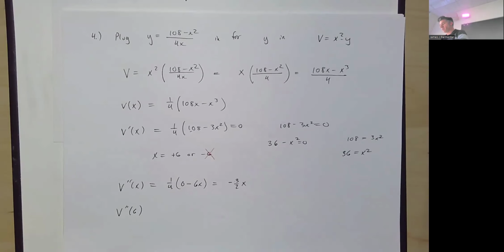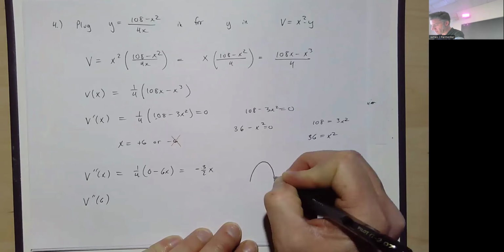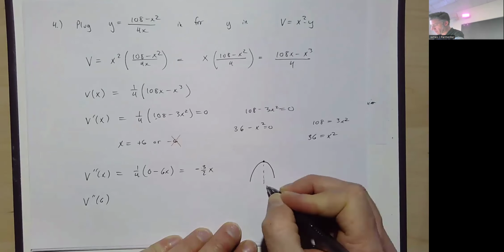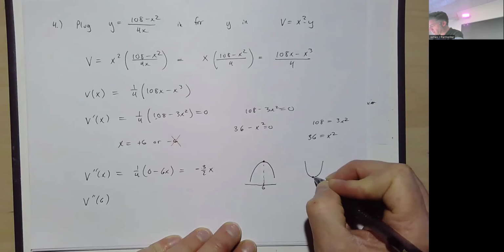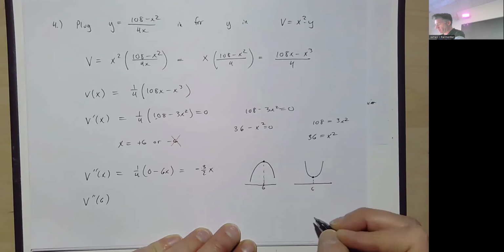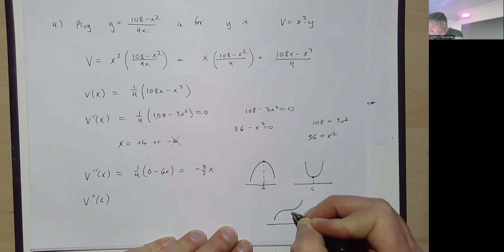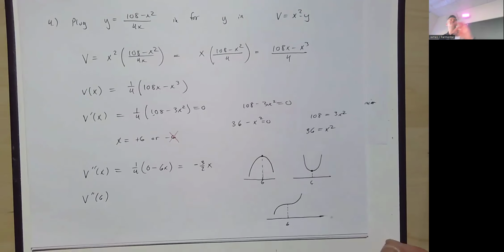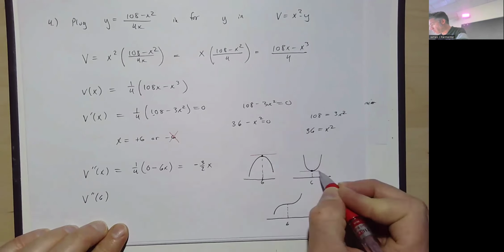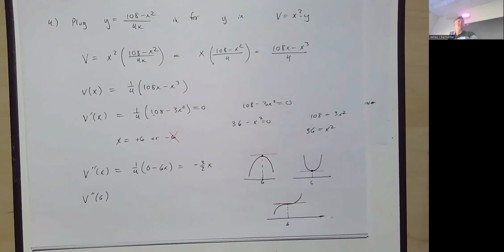We know that at 6, we might have a max or a min or an inflection point. So before I do this, let me point out, we might have something that looks like this at x equal to 6. Or we might have something that looks like this at x equal to 6. Or we might have something that looks like this. Because we know that at 6, the derivative is equal to 0, meaning the tangent line is horizontal. So we have something like one of those situations.